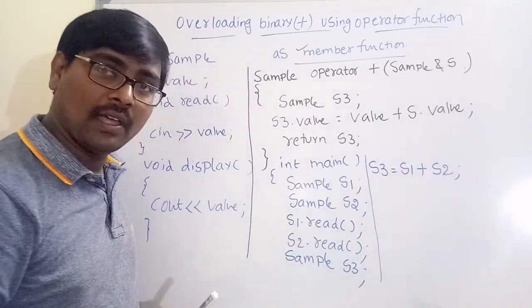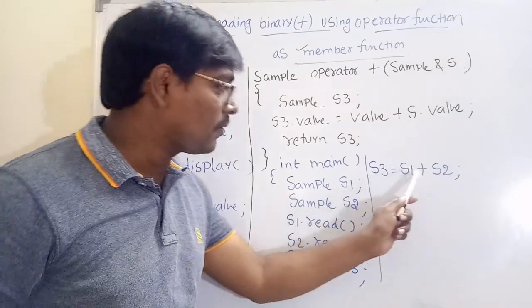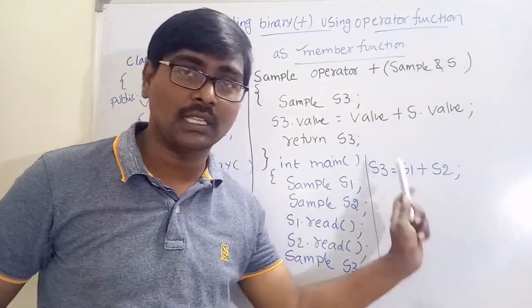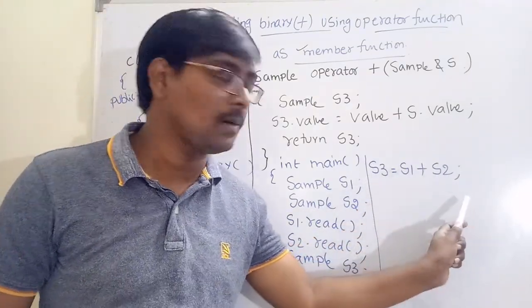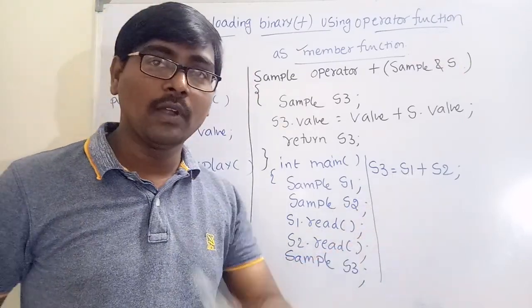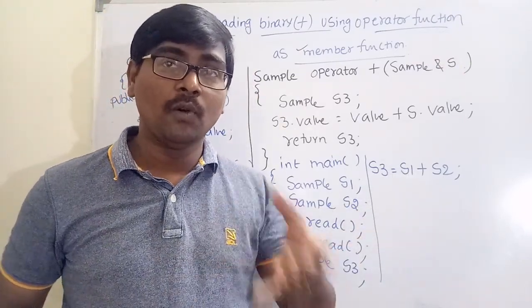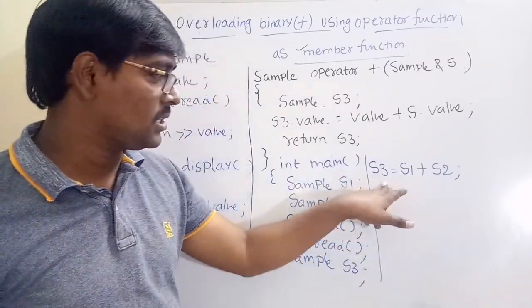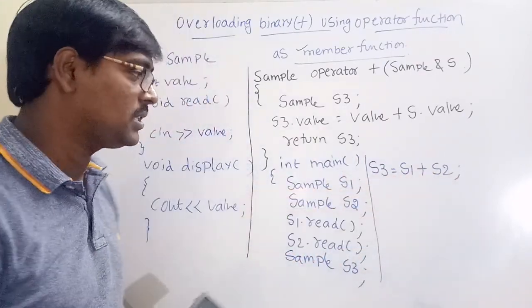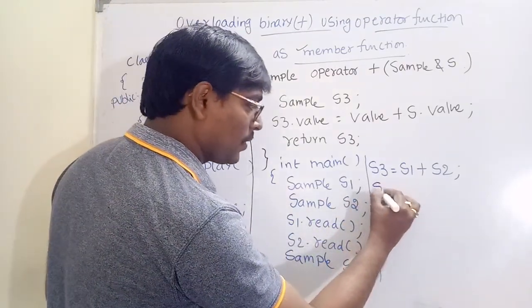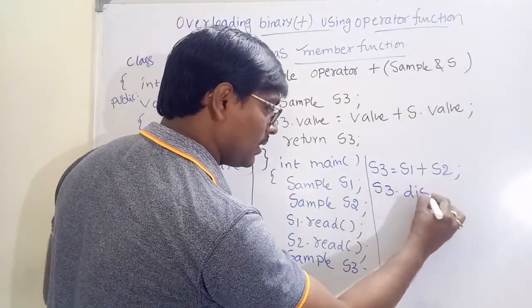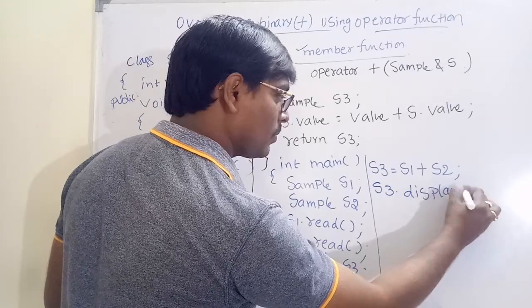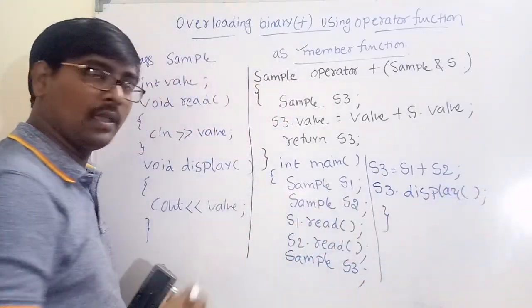Observe. Here the addition symbol is performed between the objects. The addition is performed between the objects. Now that means the overloading is performed. Why? The overloading is the symbol is used between user defined data types. S3 is equal to S1 plus S2. Now call S3 dot display. Okay, the main function is closed.